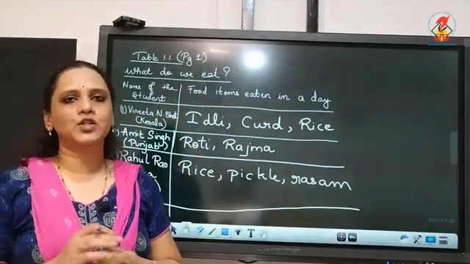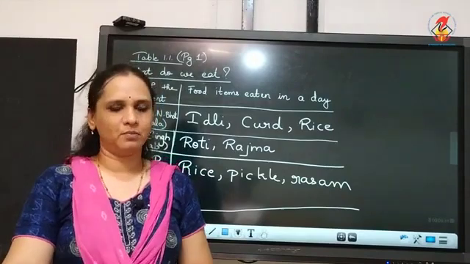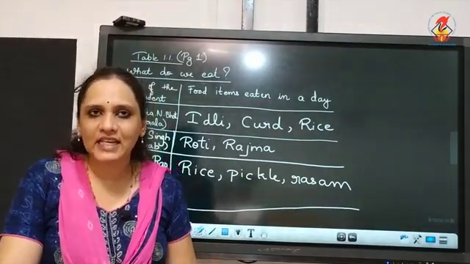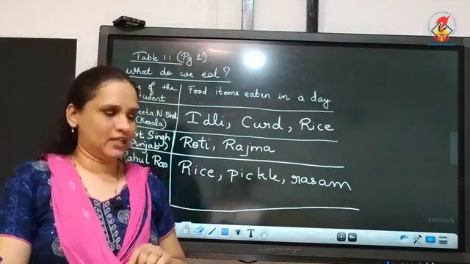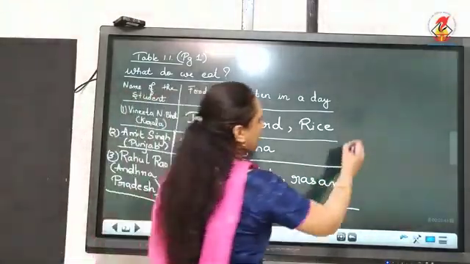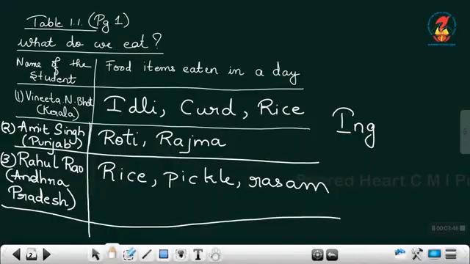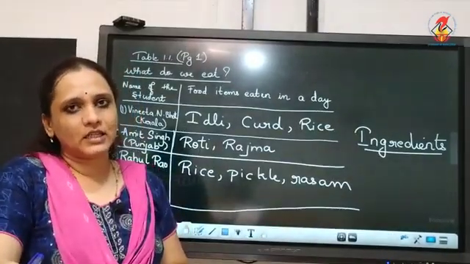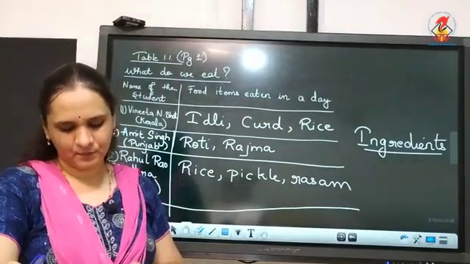Now let us look into what these food items are made up of. Food items are made up of materials or ingredients. So this is an important term, ingredients. Underline it in the textbook, ingredients. What does the term ingredients mean? Ingredients means they are materials that are used to prepare a dish.